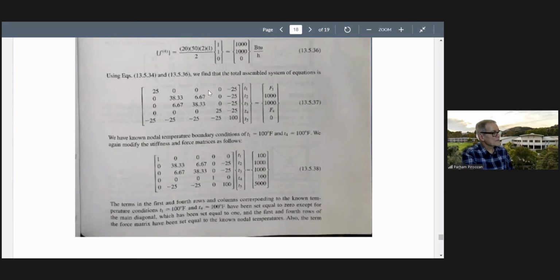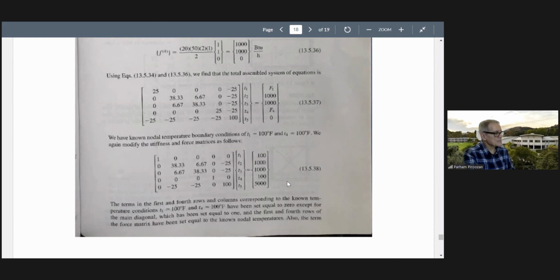This equation, we have to correct it so that it gives T1 of 100. To do this, make this one 0 here, that's what you see. And this one, make it 1. And then F1 would be 100. So if you multiply this row by this column, you get 100. That's what we wanted. Do the same thing for this one also. Make this one 1 and make this one 0, like what you see here. This is 100.